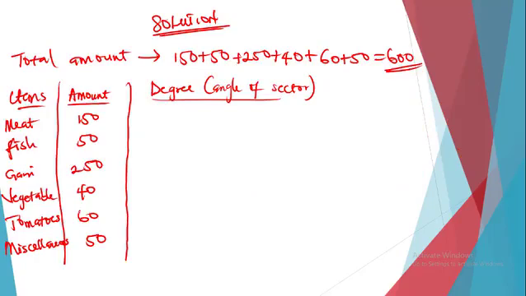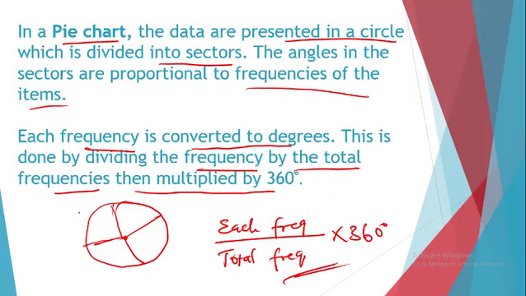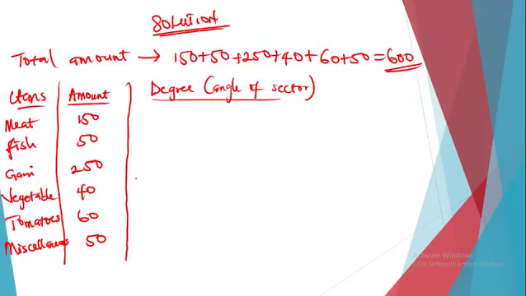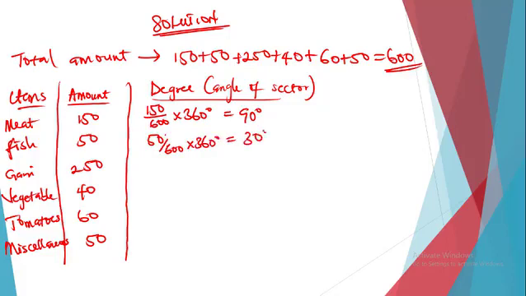Now at this point we need to convert this to the degree of sector, and as I told us earlier, we convert by dividing each frequency by the total frequency, then multiplying by 360. So for meat, we have 150 divided by 600 times 360 degrees, and that will give us 90 degrees. Then for fish it will be 50 divided by 600 times 360 degrees, and that gives us 30 degrees.